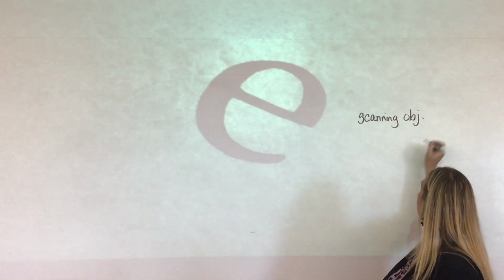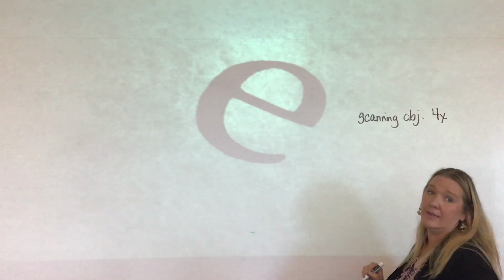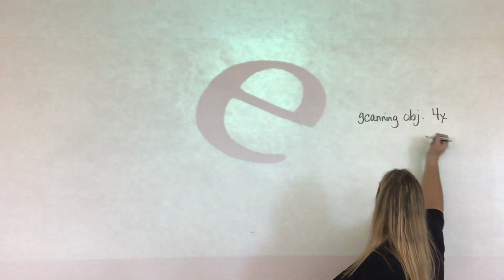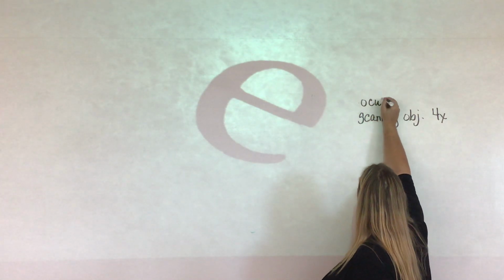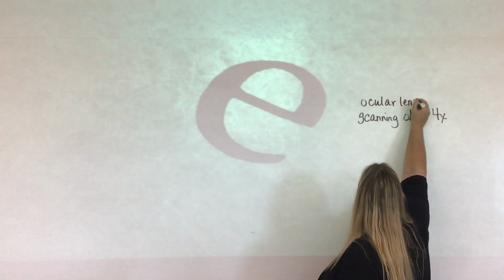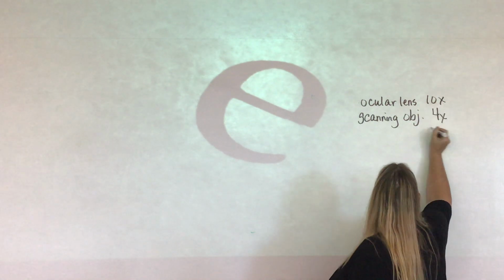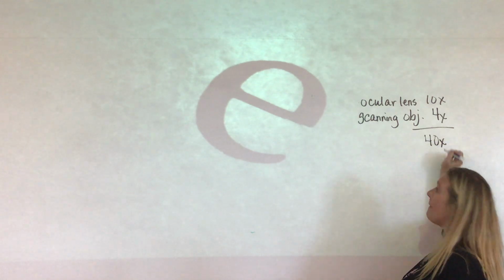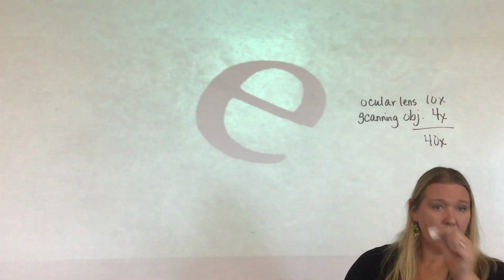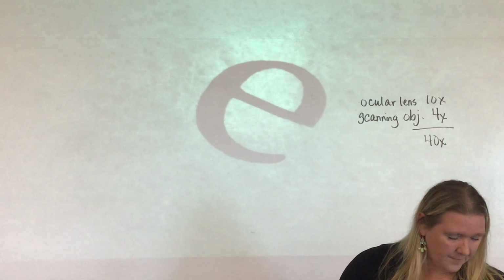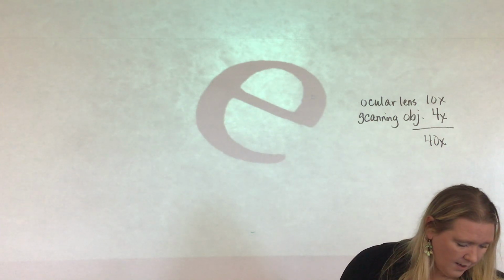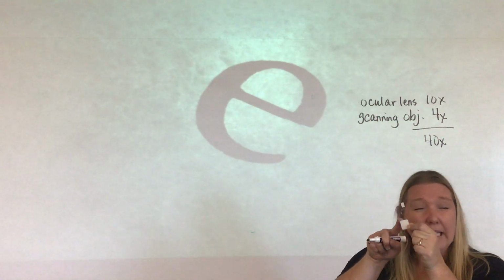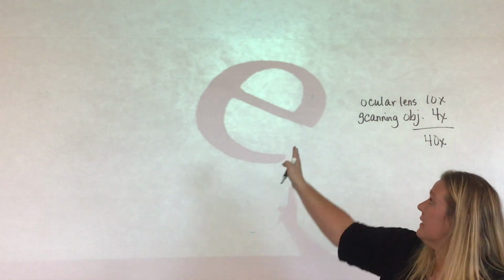The scanning objective is 4x, but we also have to look through the eyepiece, the ocular lens, which is 10x. So this E that you see is 40 times bigger than if I was looking at it on the slide. This isn't it, that's why I held it really fast. You can find it small. So it would be 40 times bigger than what it would be if I'm trying to see it on here. So we can see that.